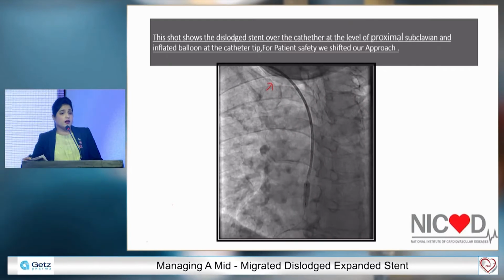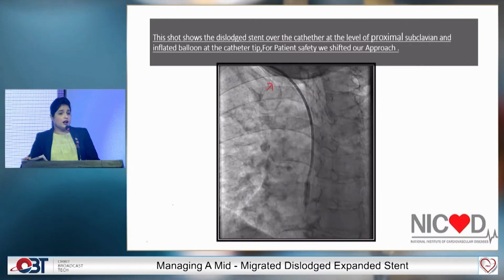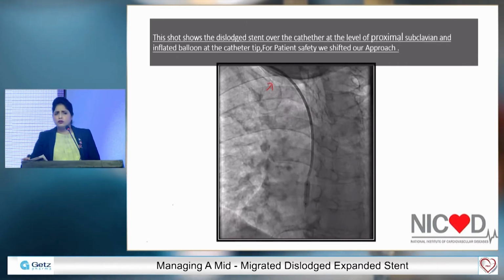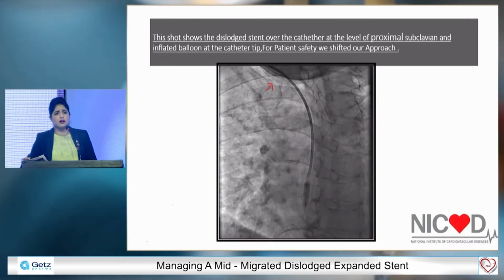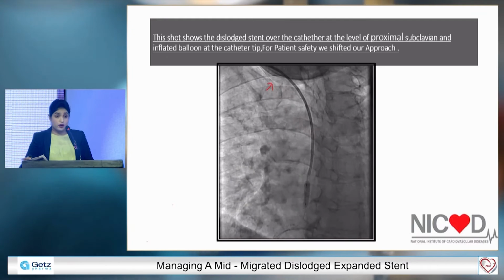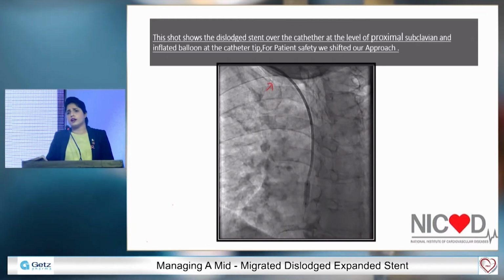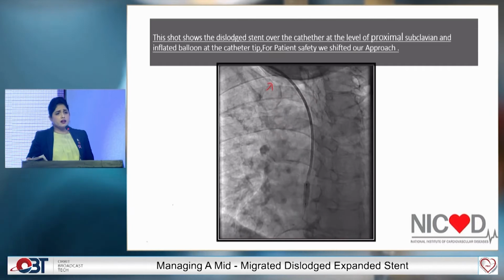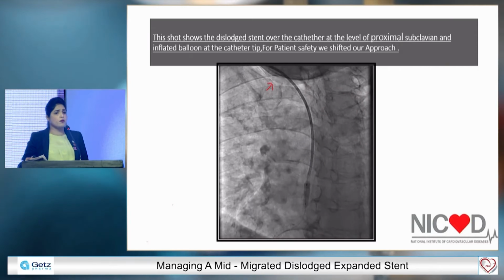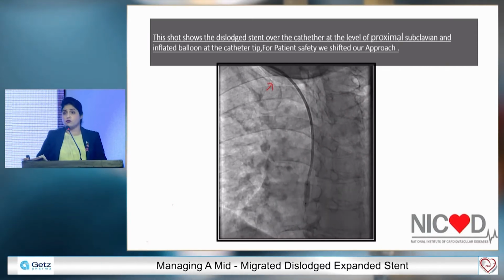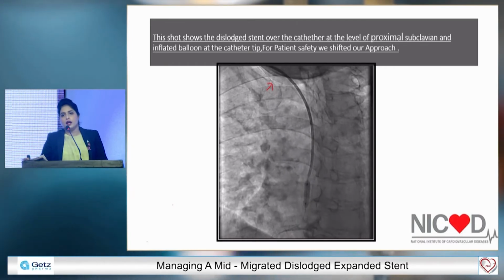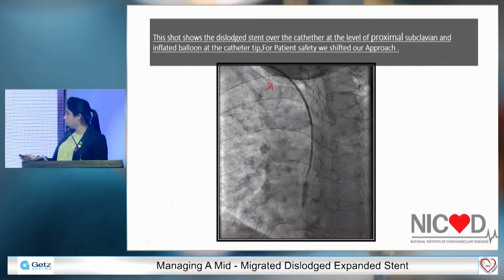So this is what you could see here. There is an inflated balloon at the tip of the guider, and you could clearly see that there is an inflated balloon at the tip of the guider right at the level of the right subclavian artery. Our first strategy was to take this stent out through the radial route. But at the level of the right subclavian artery, as we have demonstrated, the stent got stuck over here. So for patient safety, we planned to switch the route, and we did a femoral route then.